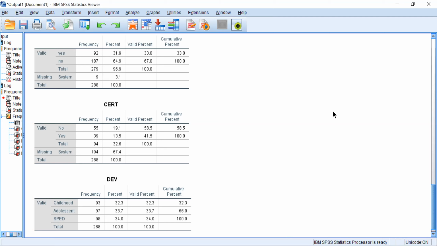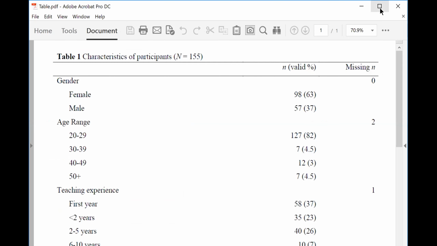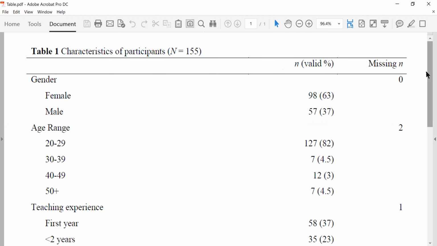So how would we present that? We'd present it in a table. And I think this table is on Google Classroom as a JPEG, but it looks really lousy as a JPEG. So I'm just showing it here. This is a different data set, so it's different variables, but this is 155 people. You have the variable on a row, and then you have each of the categories for that variable in a sub-row. You report the N in the category, and then the valid percent.